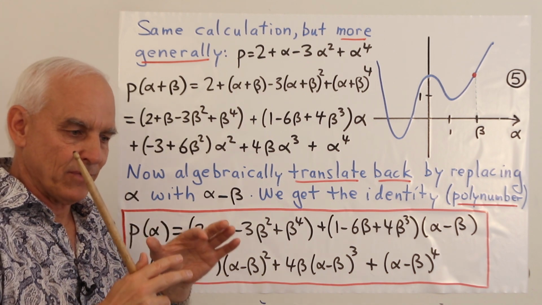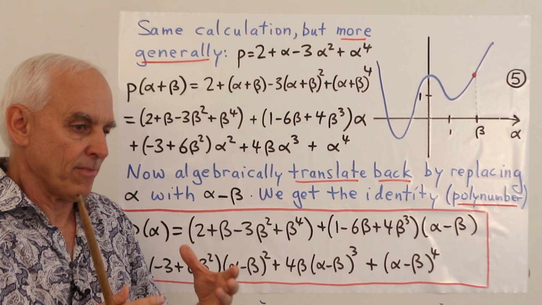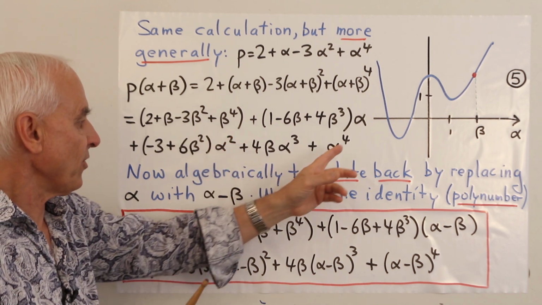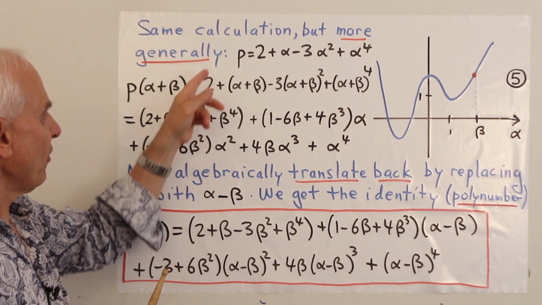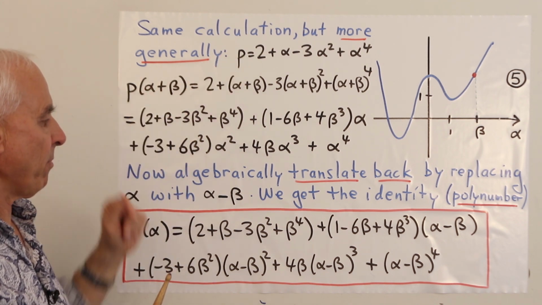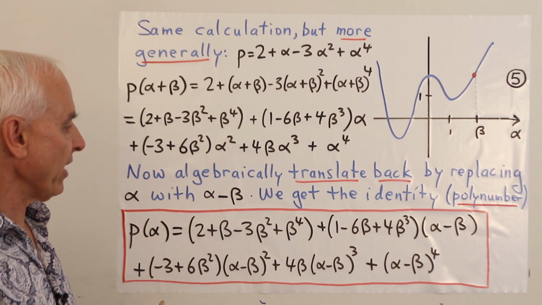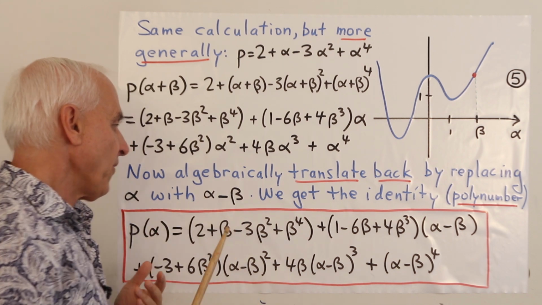We don't have to do it for each individual one because it's the same story. We're basically just going to replace the alpha here with alpha minus beta. The opposite of what we did here. We replaced alpha with alpha plus beta. Now we're replacing alpha with alpha minus beta. So we get the following identity.